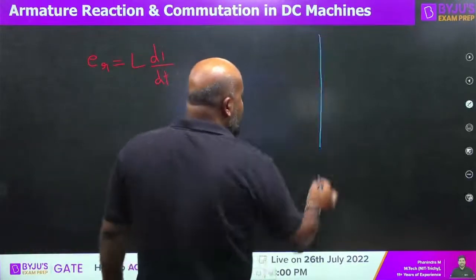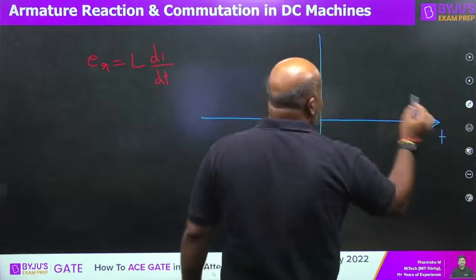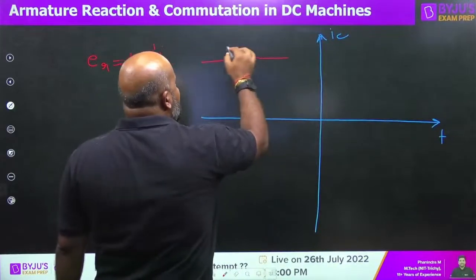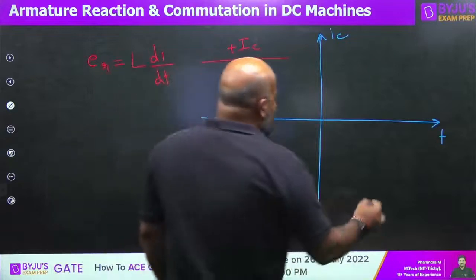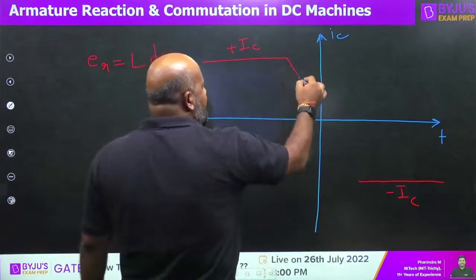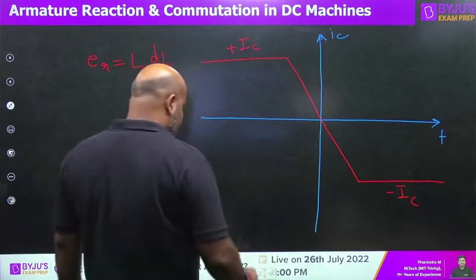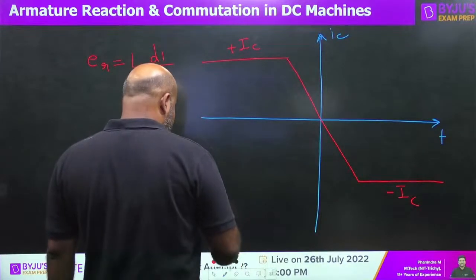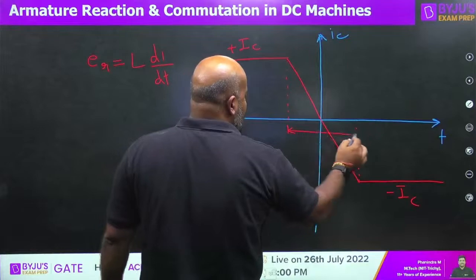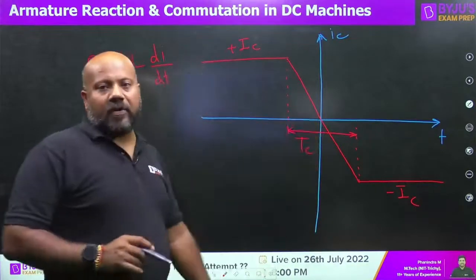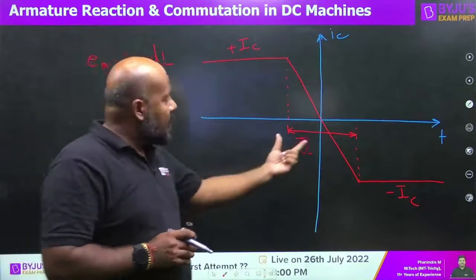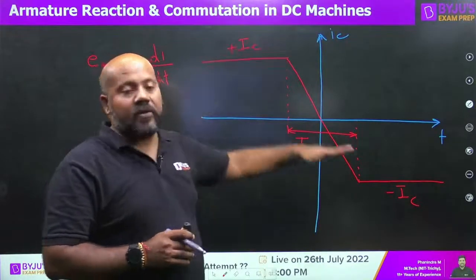Let us see this current reversal diagram. This is time t. This is the current in the commutating coil. So initially it is plus IC, current in one parallel path. After that it is minus IC because the direction has reversed. And from this to this, we have this type of transition. So now you can understand this is what we call the period of commutation, means time period for commutation. This is the time in which current goes from plus IC to minus IC.